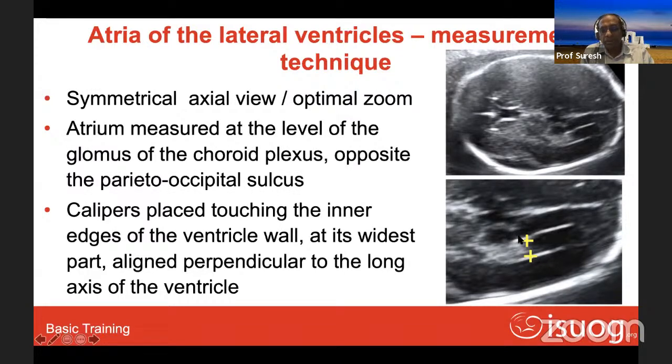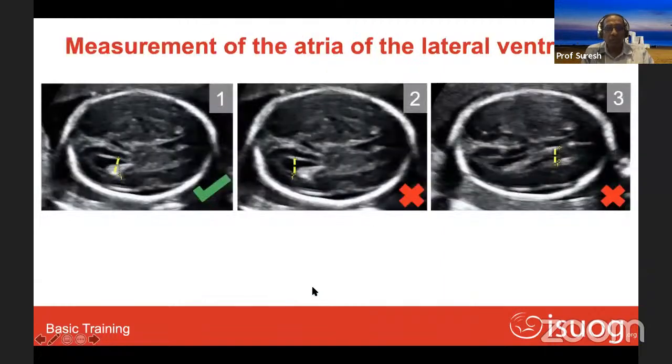The caliper should touch the inner to inner, inner ventricular wall to inner ventricular wall, and it is perpendicular to the long axis of the ventricle. It's not perpendicular to the skull, but it is perpendicular to the long axis of the ventricle. So the two equal hemispheres is very important, because if you take an oblique measurement, the measurements are likely to be wrong. Now here I have shown you the correct measurement of the lateral ventricle.